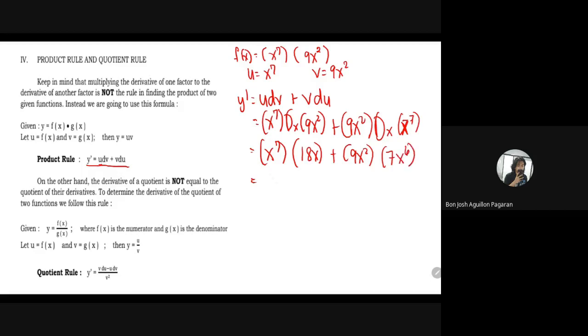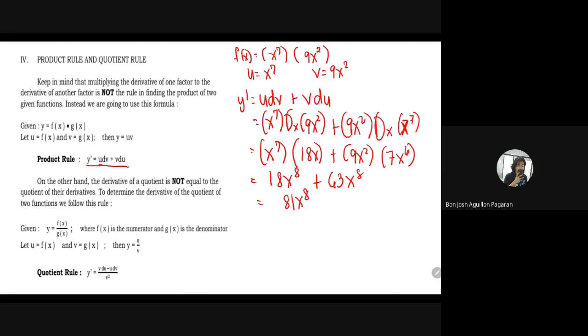So when you multiply that, that's 18x to the 8th power plus 7 times 9 is 63 x to the 8, parehas. Ayan. So this will be equal to 18 plus 63. It's 81 x raised to the 8th power.